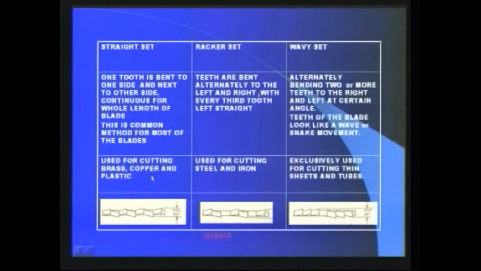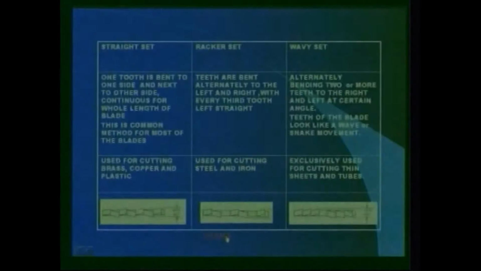Straight set blades are used for cutting brass, copper and plastic. Raker set blades are used for cutting steel and iron. Wave set blades are exclusively used for cutting thin sheets and tubes. Next, we discuss about the nomenclature of saw blade.